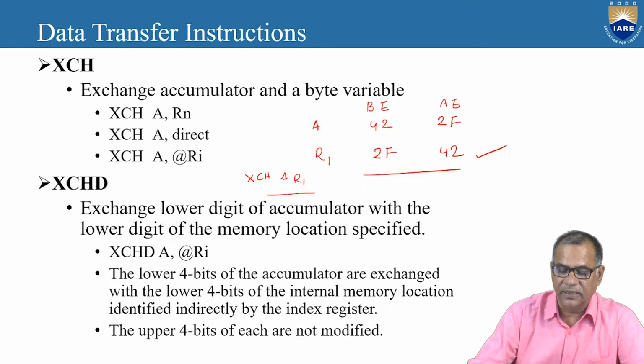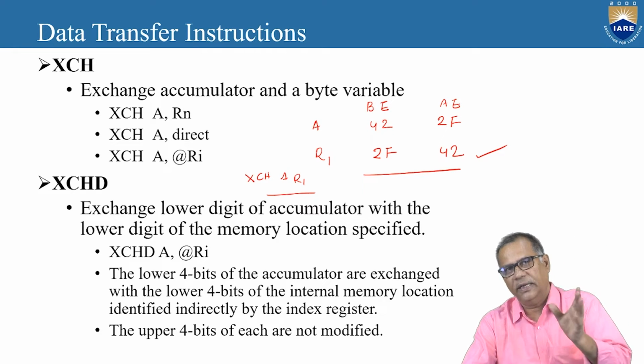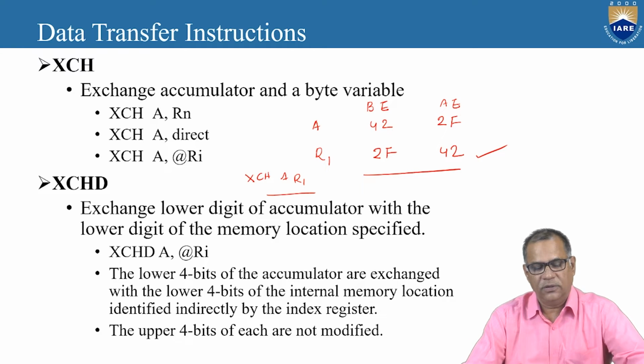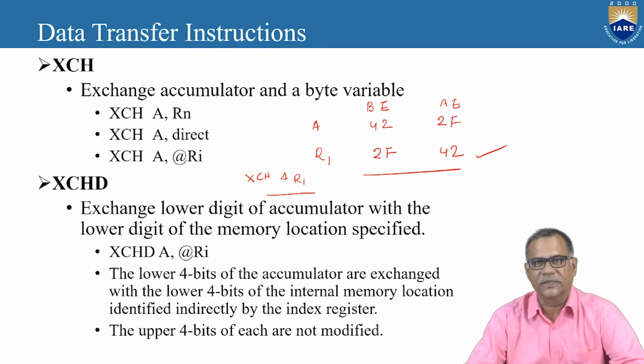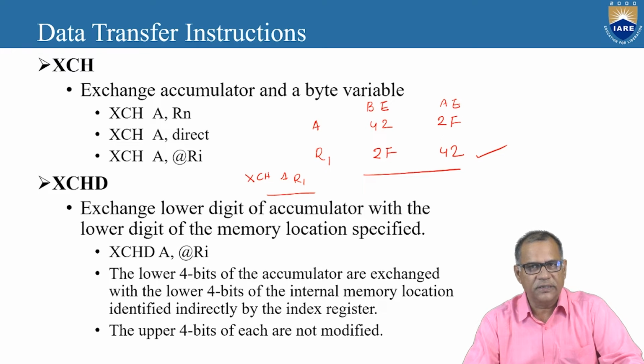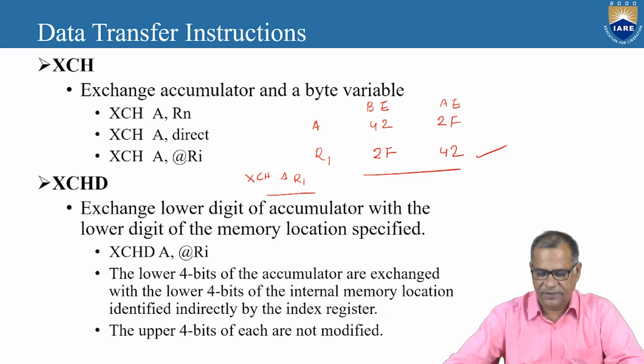And XCHD: exchange the lower digit of the accumulator with the lower digit of the memory location specified. So the higher nibble is not touched. That means the lower 4 bits of the accumulator are exchanged with the lower 4 bits of the internal memory location identified indirectly by the index register. So the upper 4 bits are not changed.